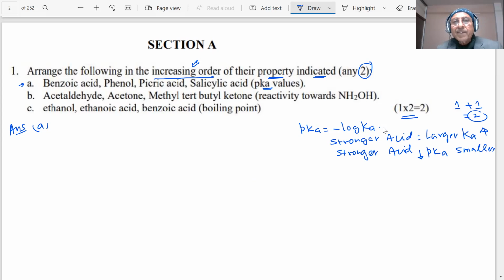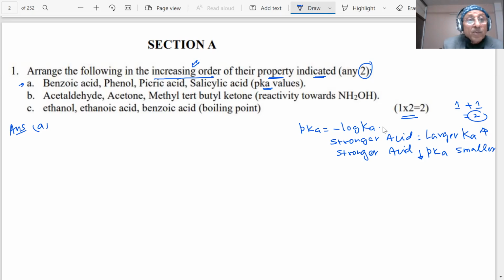It is used. What is happening, student? Acid will lose a proton and form a conjugate base. If the conjugate base is stable, then it is a stronger acid. The more stable the conjugate base, the stronger is the acid. In such cases, let us see what are the structures of these.